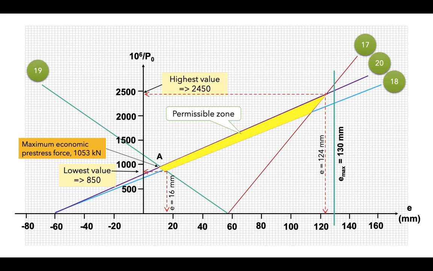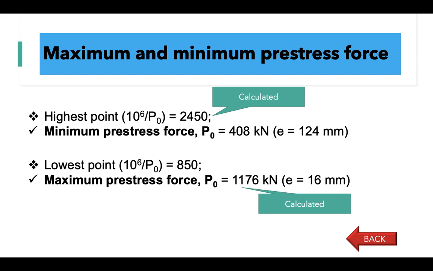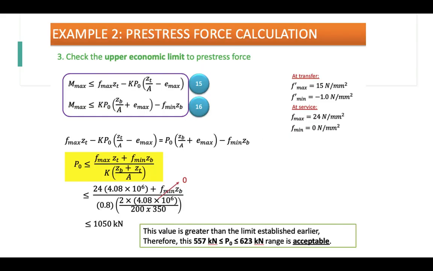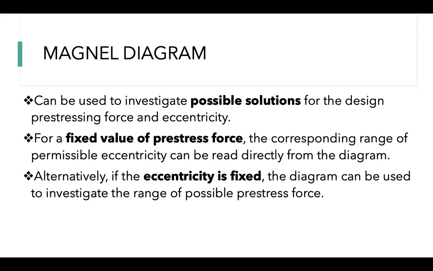Therefore it already fulfills all the inequality requirements. Okay, right. So this is the maximum economic pre-stress force that I've mentioned just now, right? As for the value from the Magnel diagram, the value is 1,053 kilonewton, which is slightly different from what we calculated using the equation.